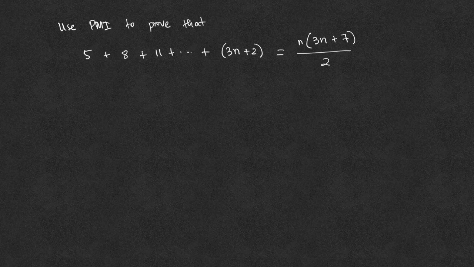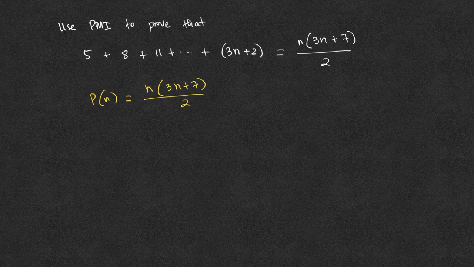Use the principle of mathematical induction to prove that 5 + 8 + 11 + ... + (3n + 2) = n(3n + 7)/2. To use the principle of mathematical induction, first we need a statement about the natural number n. The statement P_n is n(3n + 7)/2.